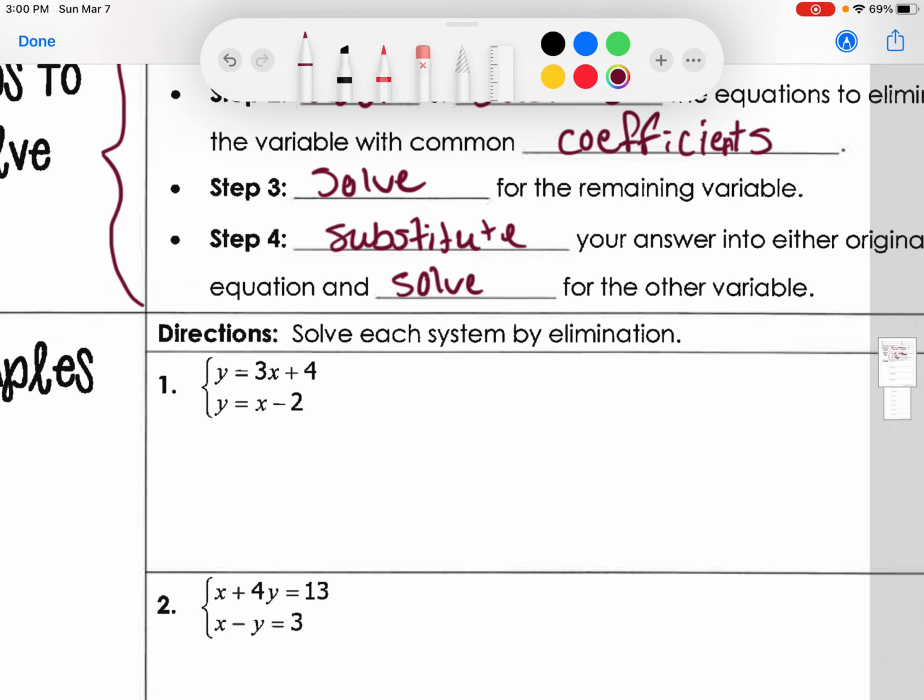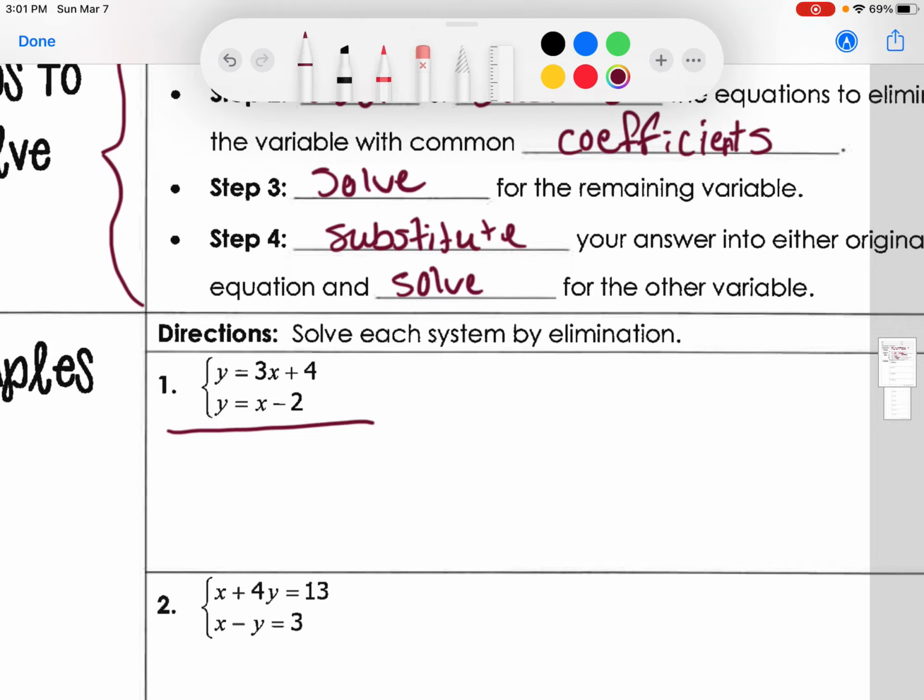So, example 1, we have 2 equations that are in y equals mx plus b form. Typically, when we're doing elimination, we have them in standard form. However, if they are in y equals mx plus b form, that is just as well for us. First things first, we want to make sure these are lined up. In my first column, we have y's. In my second column, we have x's. In my third column, we have our constants, or our regular numbers, if you will. So these equations are all perfectly lined up.